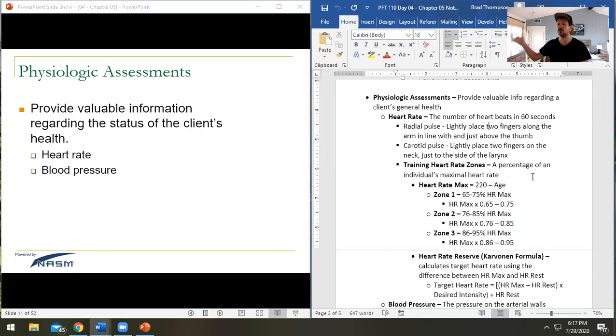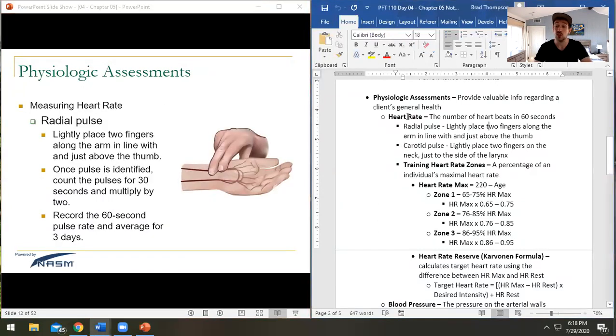If it's pumping really fast, I know that it is struggling to keep up. If it's pumping really slow, I know that it's keeping up under stress just fine. So physiologic assessments are things like heart rate. Now, there's two places you can get your heart rate. There is your radial pulse, which is the one that NASM is going to recommend.